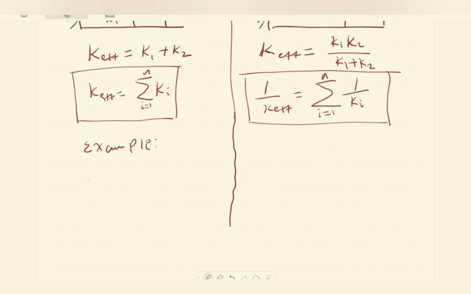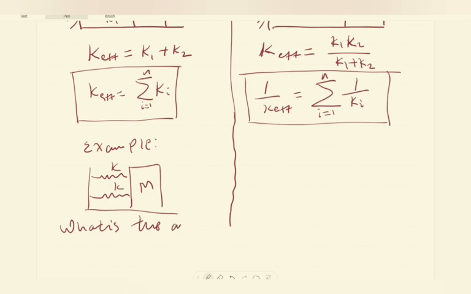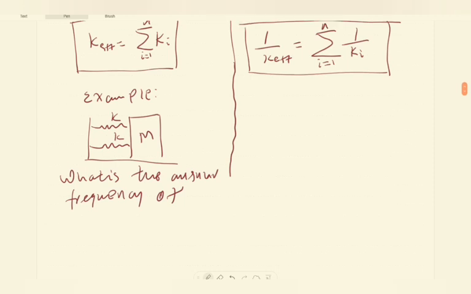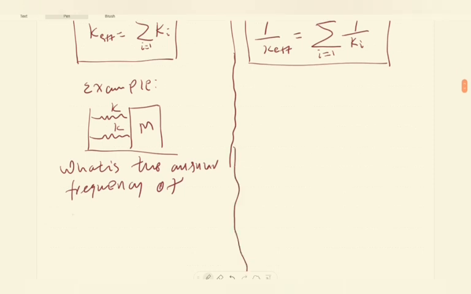Let's consider two springs having a spring constant of K connected to a mass of M, and here the question is, what is the angular frequency of the system?